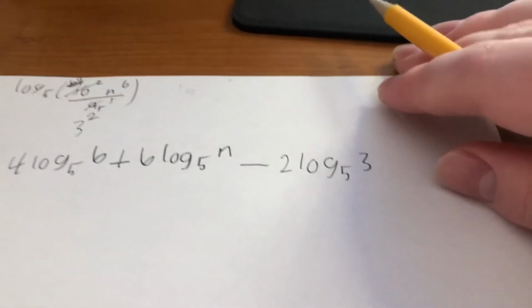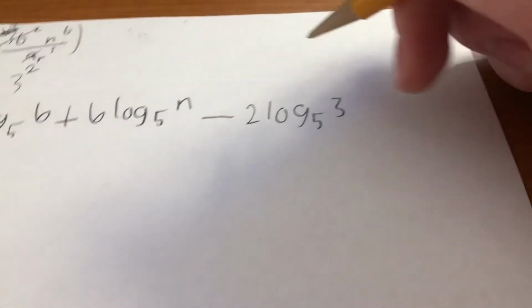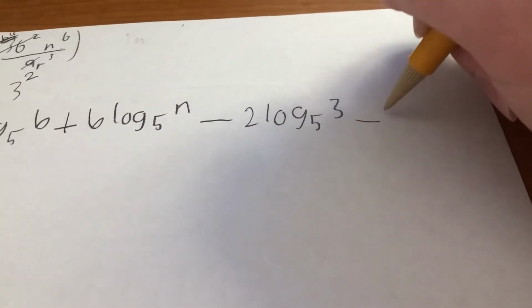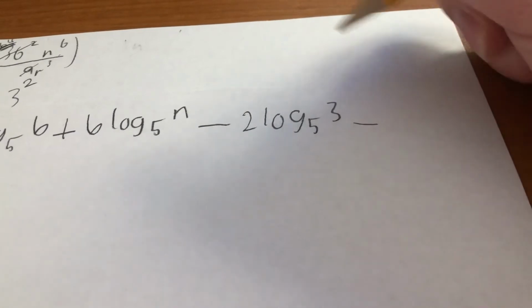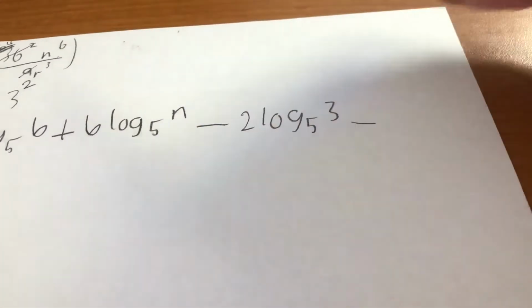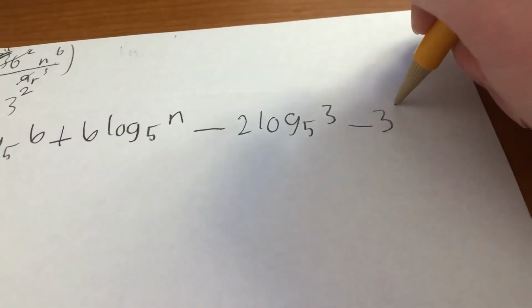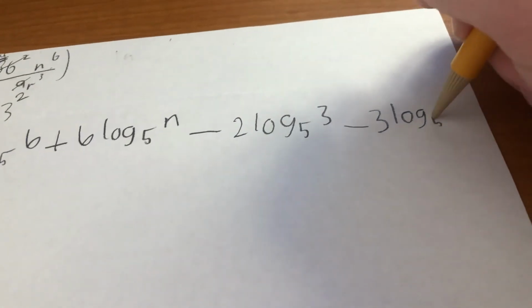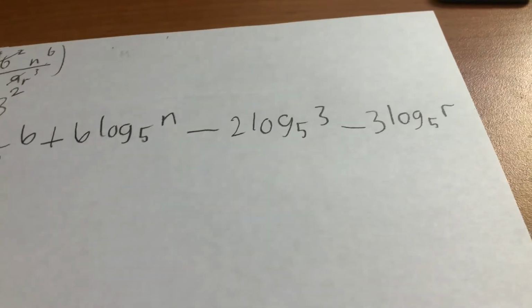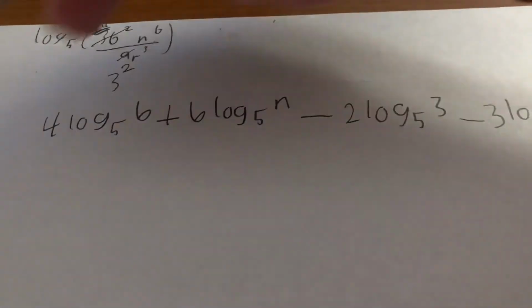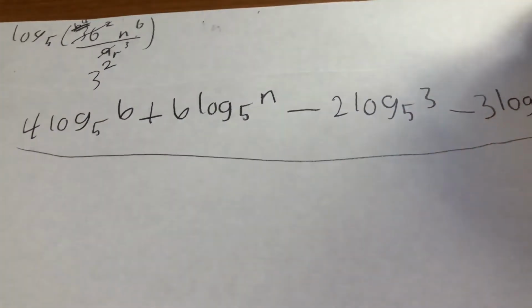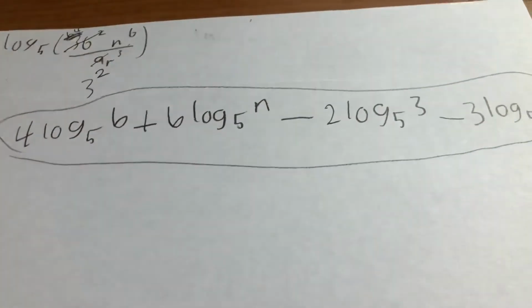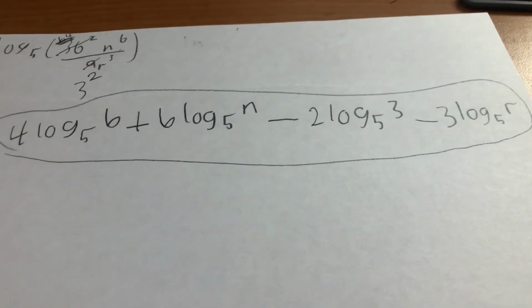And now moving on to the next one on the bottom, we're still going to be negative, and then 3, because we're going to take the 3 and put it right out front, and log the base of 5 r. Now like I said before, it's a pretty long answer, but it is our final answer.